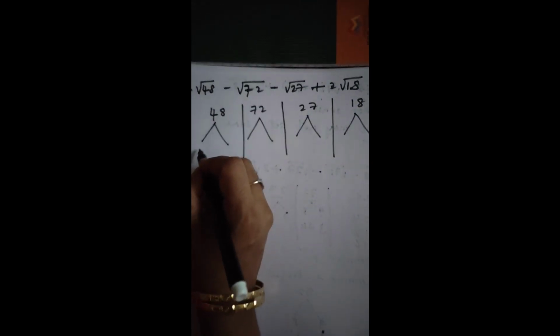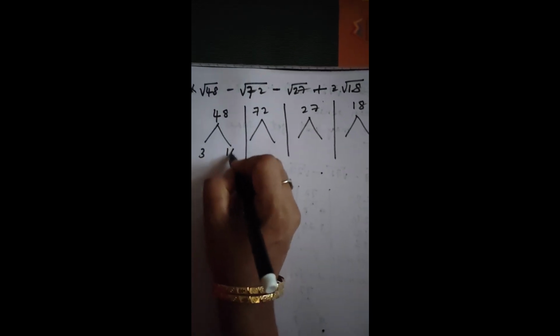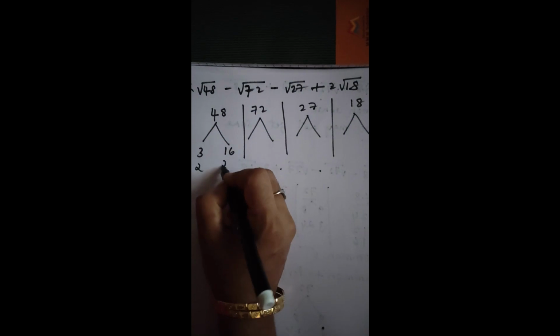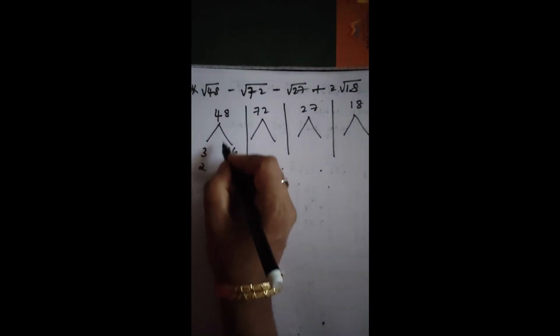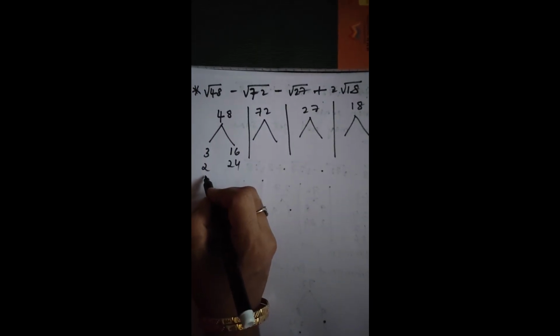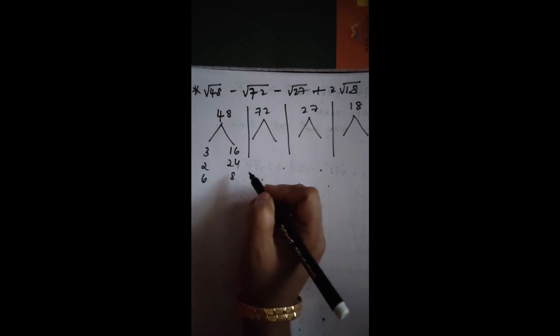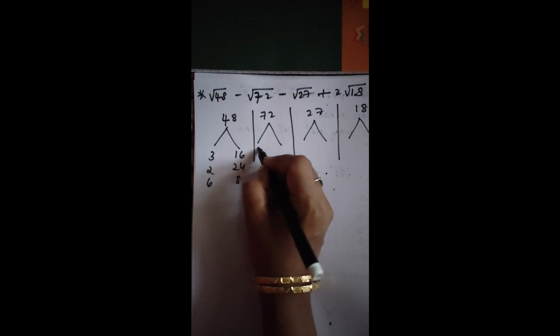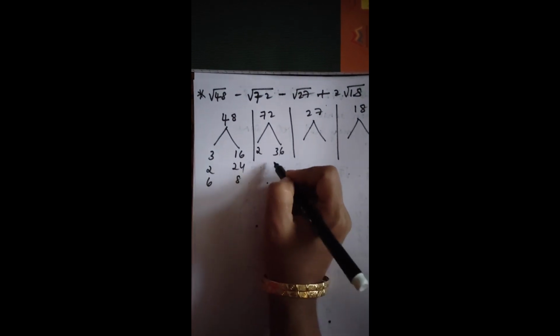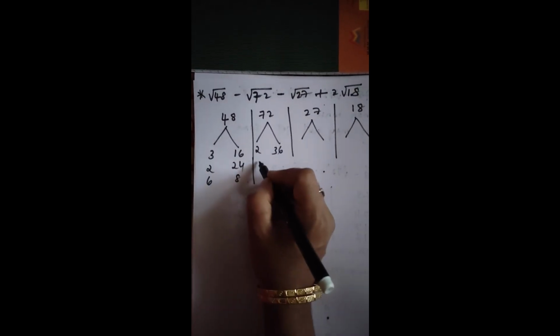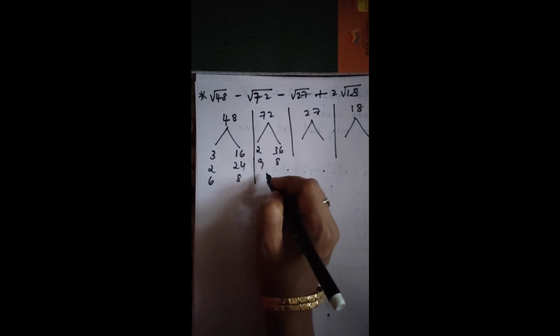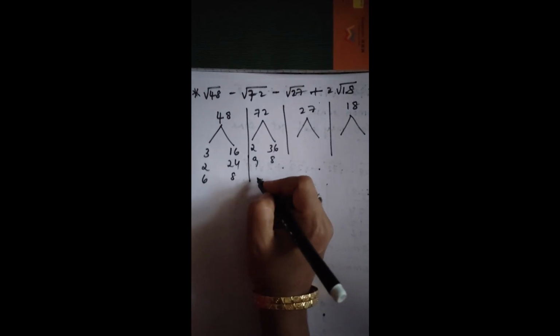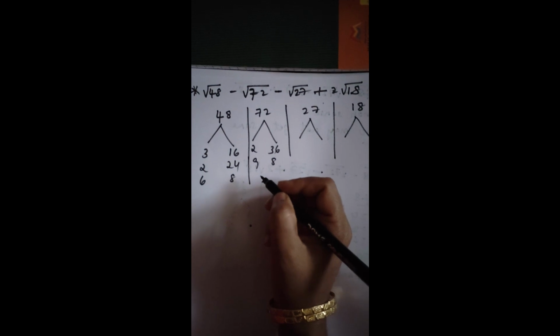Now write the factors. For 48, I can write 3 1s are 3, 6 8s are 48, 2 2s are 2, 4s are 8. For 27, I can write 3 9s are 27, then 2 3s are 6, 9 8s are 72. I think three pairs are enough.